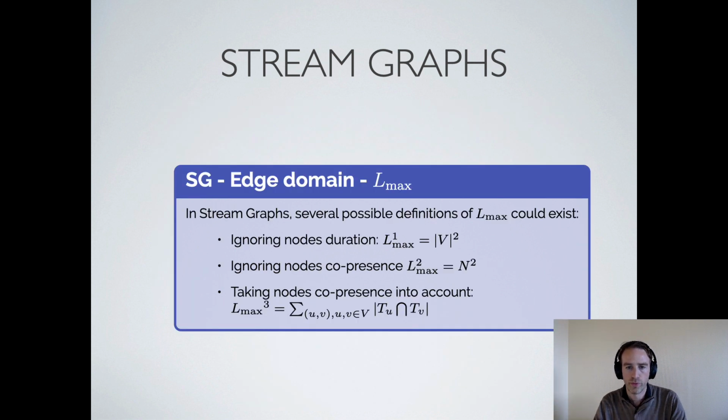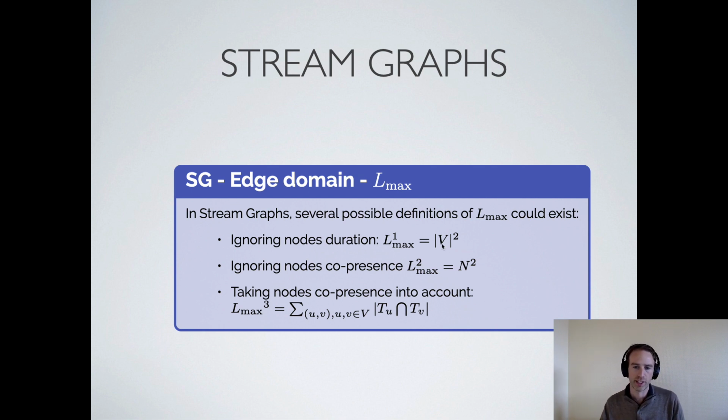So from these notions, we can move to something a little bit more complex, which is the edge domain, or the maximal number of edges that we could have in the graph. And actually, we can see that there are several ways to define such a maximum number of edges. One of them is to ignore node duration and just take the number of nodes, defined as in a static network, squared, if we consider that we can have self-loops.